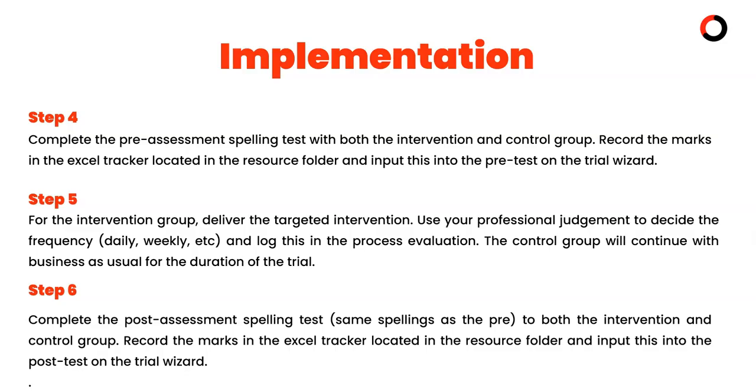Step 6. Complete the post-assessment spelling test, which is the same as the pre, to both the intervention and control group. Record the marks in the Excel tracker located in the resource folder and input these into the post-test on the trial wizard. If you then complete the process evaluation and click Analyze, it will generate an impact report for your school.